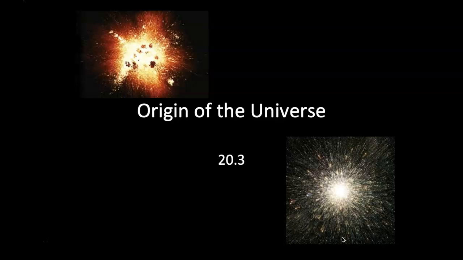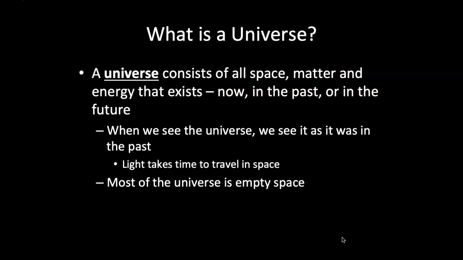Now let's look at the origin of the universe. The universe is all space, matter, and energy as it exists now, in the past, and in the future. When we see the universe, we see it as it was in the past. This goes back to the fact that it takes so long for that light to travel from those objects to Earth. So we're actually studying things as they looked in the past and not currently as they are now. Most of our universe is going to be made up of empty space.